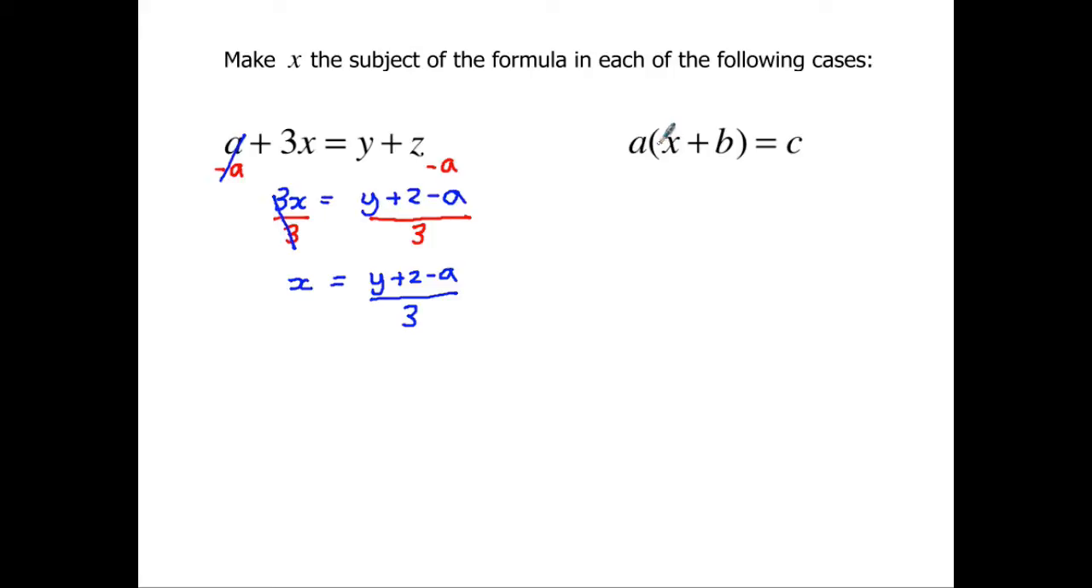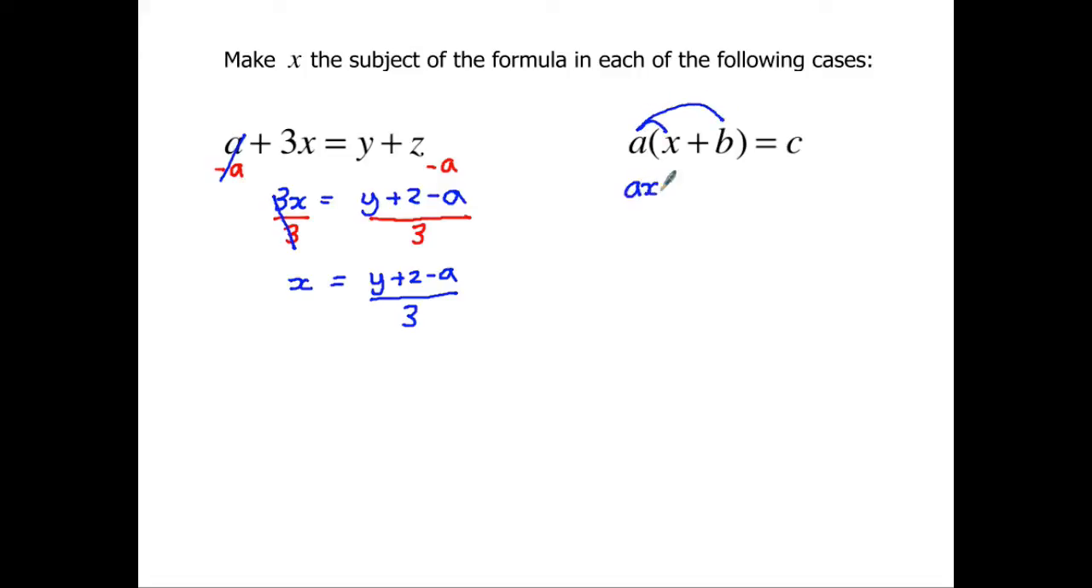This time, the x is hidden in a bracket here. So there's a couple of ways of doing this. You could either choose to expand the brackets and then move everything over, or you could just choose to get rid of this a off the front here first of all. And either of those would be absolutely fine. I'm going to expand the brackets and then move it over, I think.